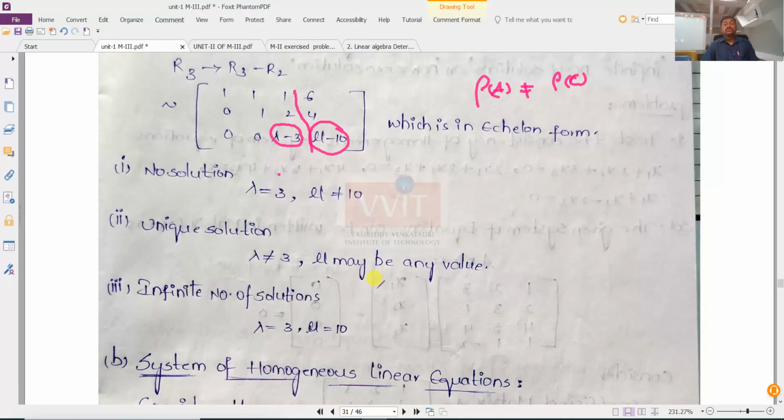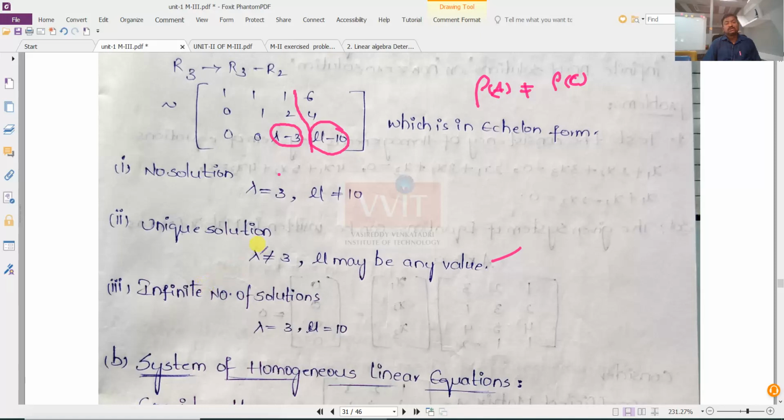Now coming to the unique solution. Unique solution means in the entire row at least one non-zero element must exist. Suppose that non-zero should not be this one. Suppose if this is 0 and this is non-zero, it's meaningless, as you just came across. So lambda minus 3 is not equal to 0. Then mu minus 10 may be 0, may not be 0. It doesn't make a difference because one non-zero element within the coefficient matrix is sufficient for me to decide the rank. So lambda minus 3 is not equal to 0 and mu can be any value.